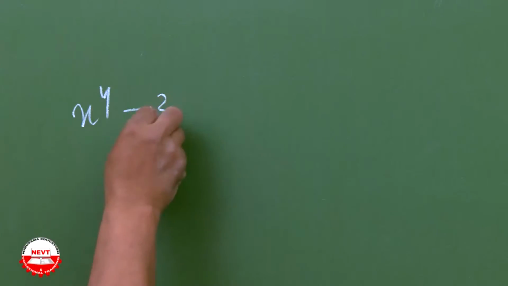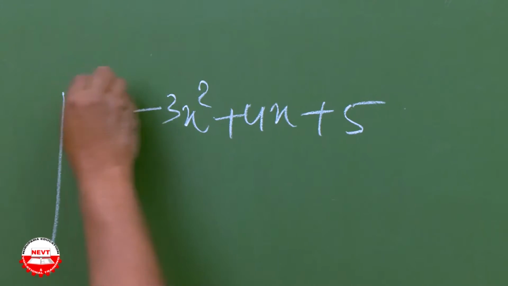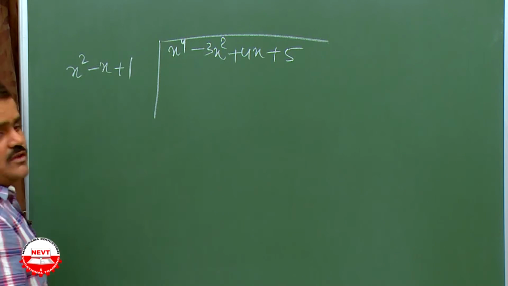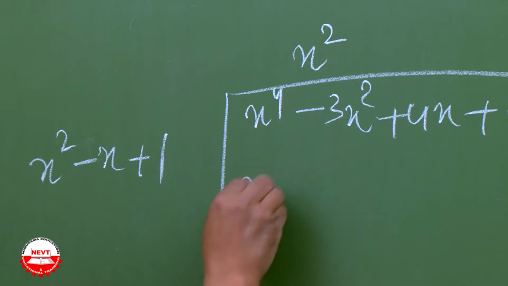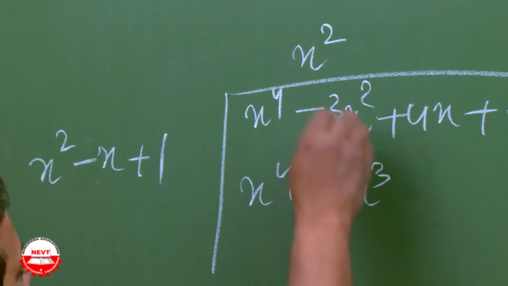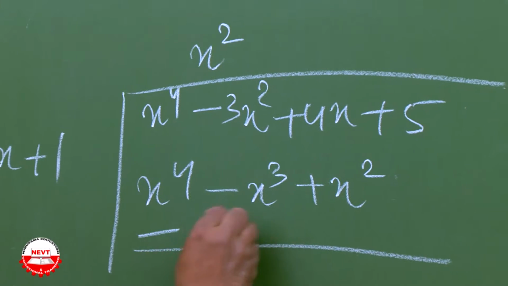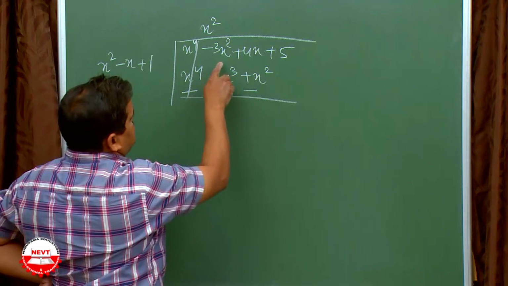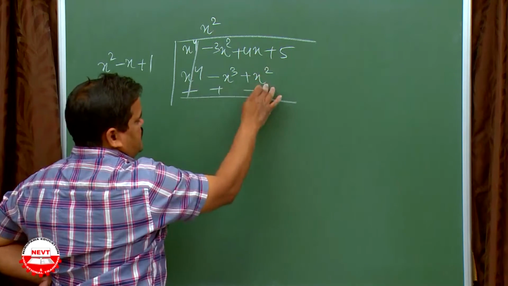Question number 1, second bit. x4 minus 3x square plus 4x plus 5, divide this by x square minus x plus 1. So now make the division here. What will we put here? x square into x square how much? x4. x square into minus x how much? Minus x cube. x square into 1 how much? Plus x square. Now what will we get here? Minus 3x square here plus x cube.